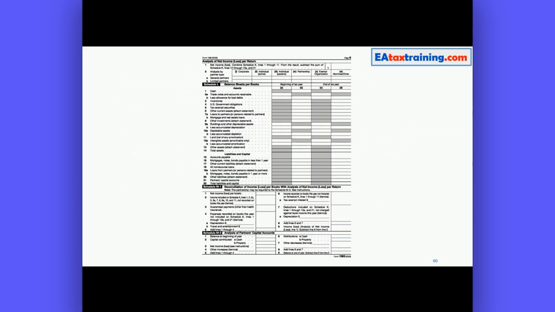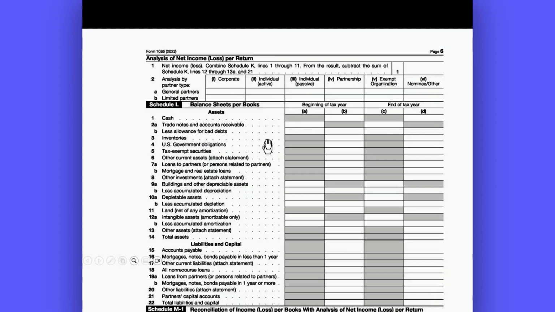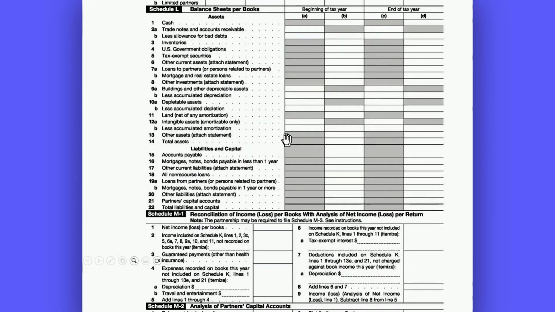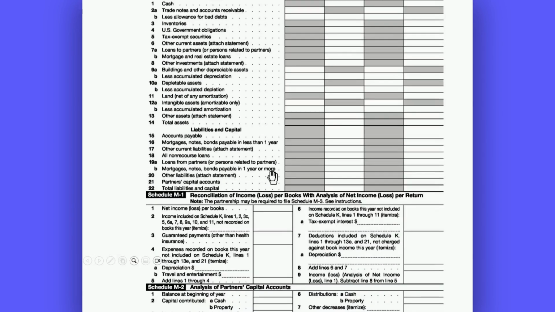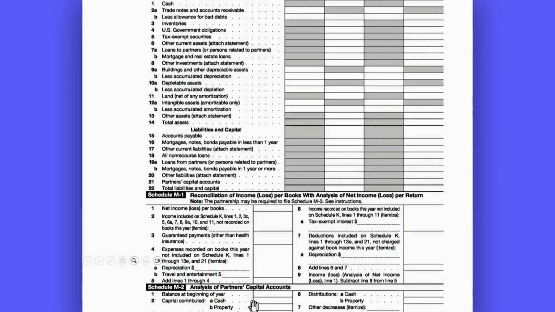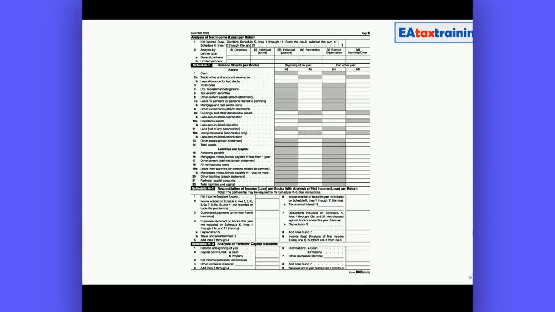So let's look. This is an overview of the whole form. And so we're going to look at each individual piece. But remember, we had the end of Schedule K up here, that analysis. Then you've got Schedule L, which is the balance sheet. And then you've got Schedule M1, reconciling book and tax income. And then you've got the analysis of the capital accounts.